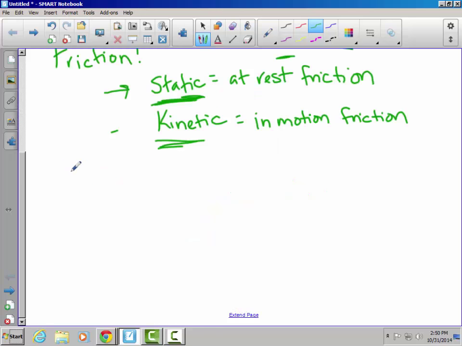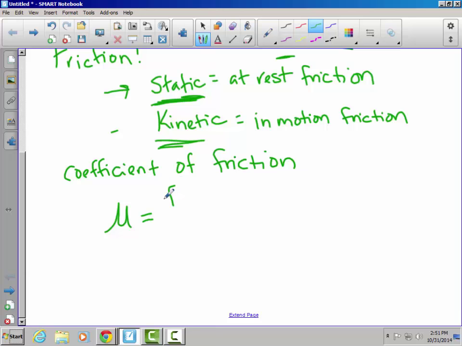All right, the other thing we have to discuss is something called the coefficient of friction. Now, the coefficient of friction is a ratio, and when we talk about it, we use this crazy little symbol. It's called mu. It is the Greek letter m. It looks like a really exaggerated curvy M or U. Anyways, it's called mu, and it's a ratio between the friction and the normal force.